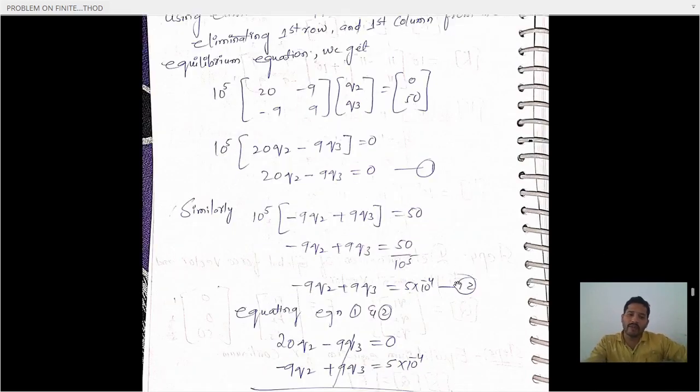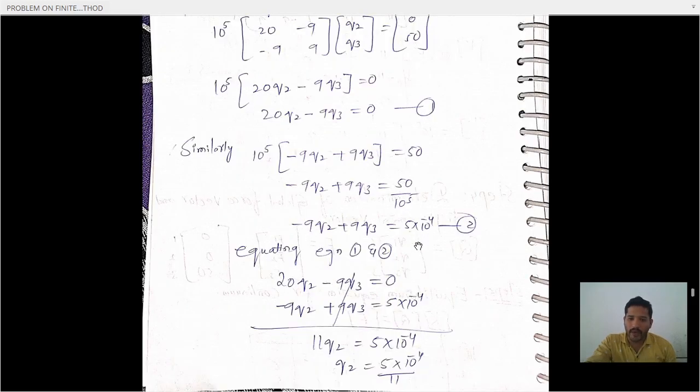After that, similarly we need to follow for the second equation. Just multiply the second row into this column, minus 9 into Q2, okay, 10 power of 5 as it is, minus 9 into Q2 plus 9 into Q3 equal to 50. Okay, minus 9 Q2 plus 9 Q3 equal to 50, divided by 10 power of 5. If you divide 50 by 10 power of 5, it will become 5 into 10 power of minus 4. It is considered as equation number 2.